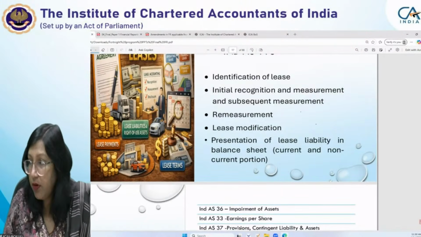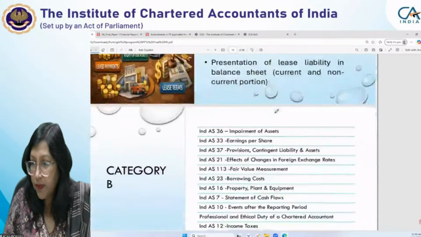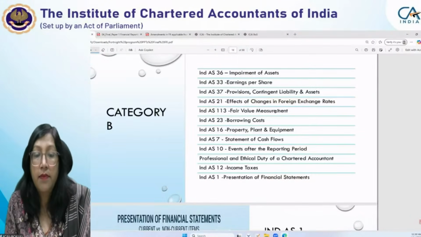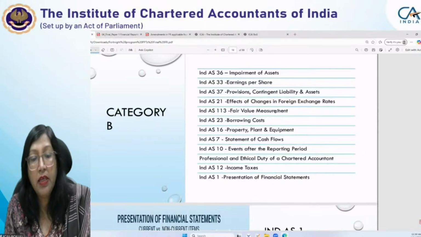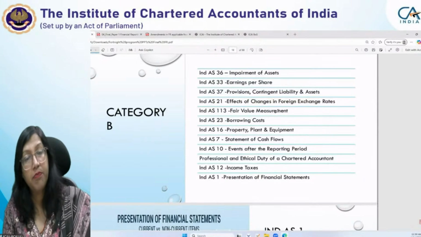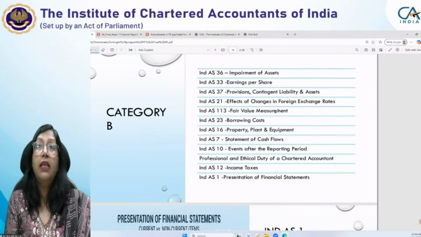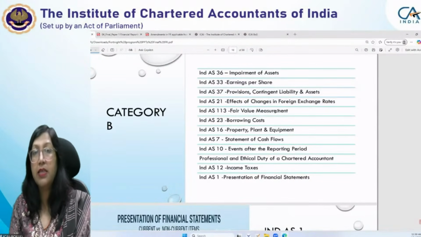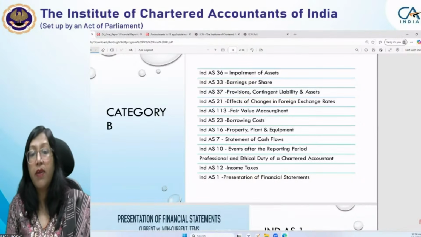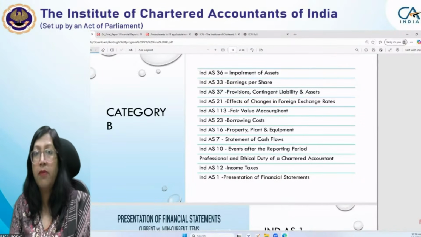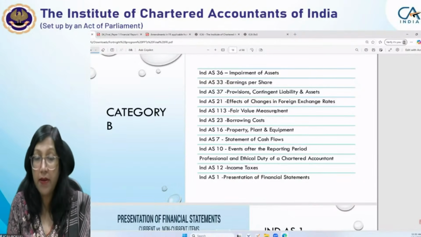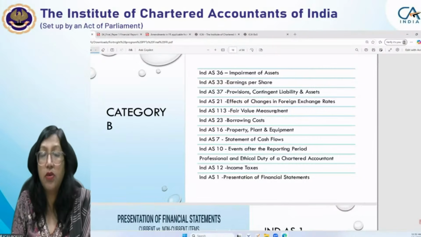Moving to the next important topic, your category B standards. The standards which we cover in category B are Ind AS 36, impairment of assets. In impairment of assets, it's not only for one particular asset, it may be for your cash generating unit, where you have clubbed assets, clubbed with goodwill also. Besides that, there may be cases where you find reversal of impairment of assets. So these three important aspects you should take into account.